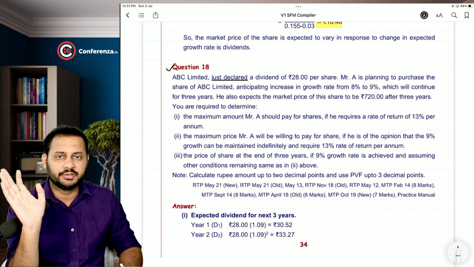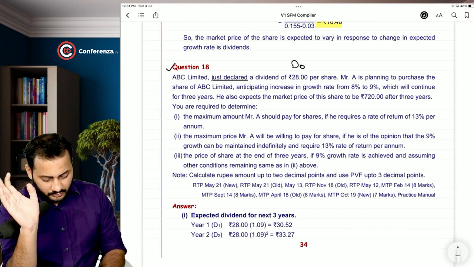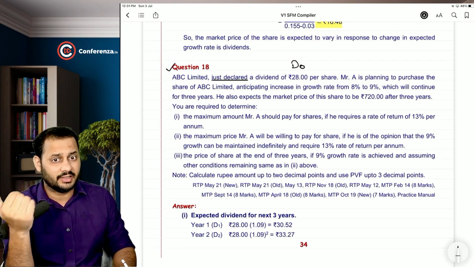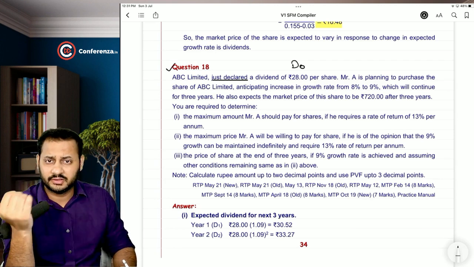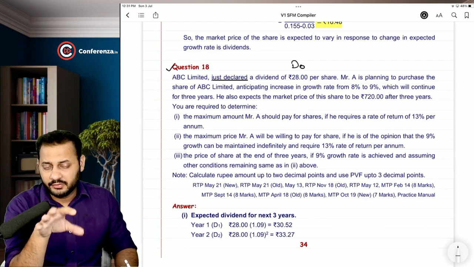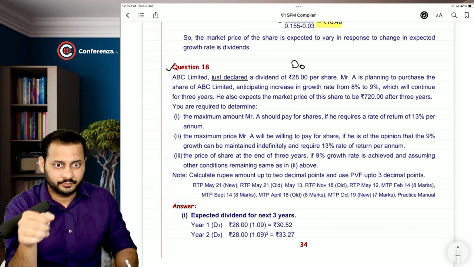28 rupees per share. So this will be D0 because it is just declared. It represents the past. It represents the year for which the dividend will be paid. So it is the last year.